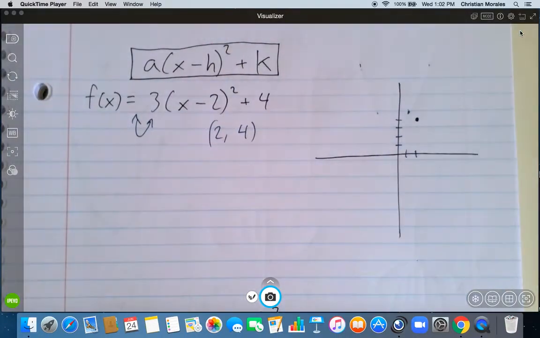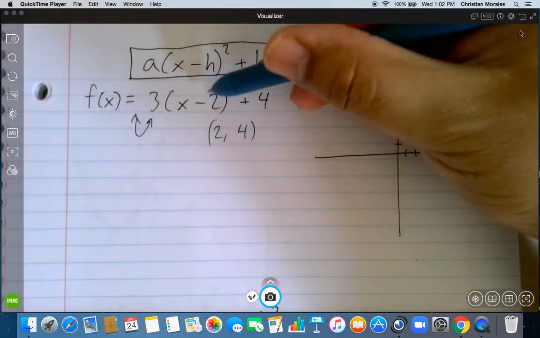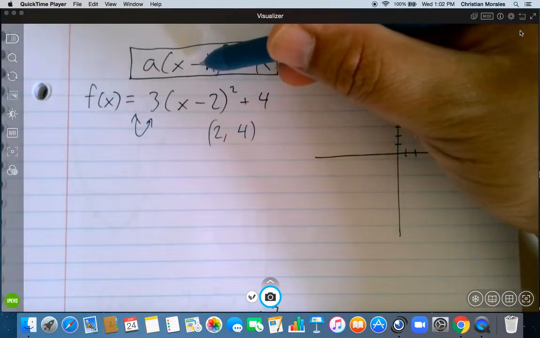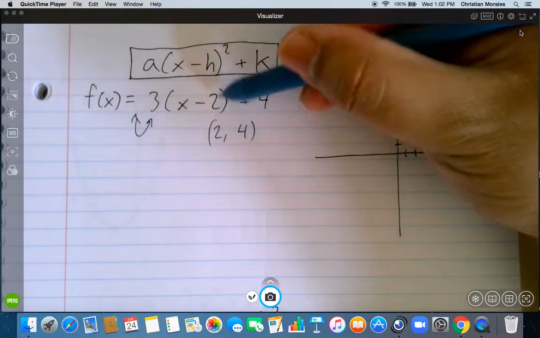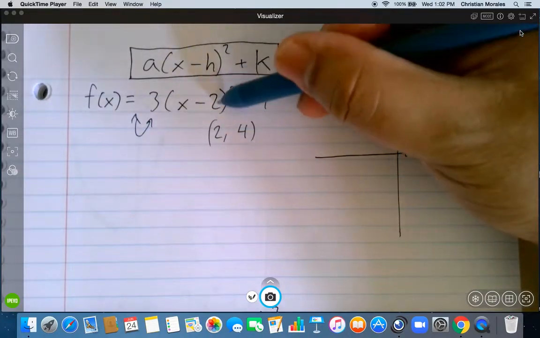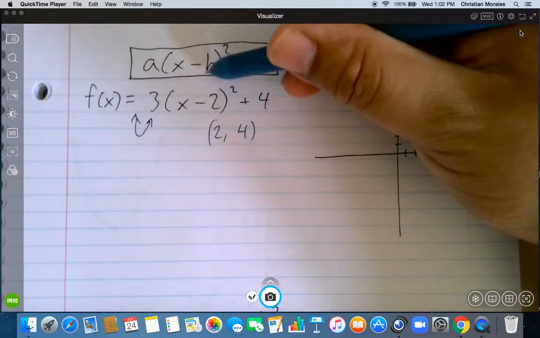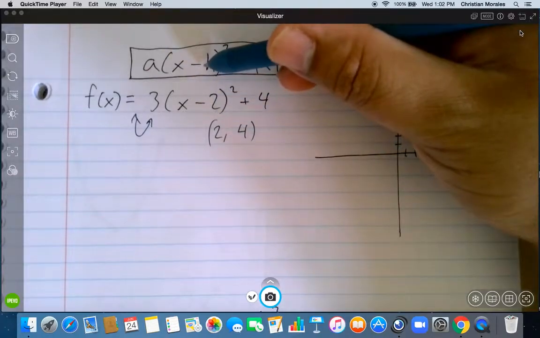Now, the reason it's not a -2 is that the formula has a negative sign. I am not changing the negative sign. I'm asking you what was plugged in for h. What number did they plug in for h? They plugged in a 2. They did not plug in the negative sign because the negative sign was already there.